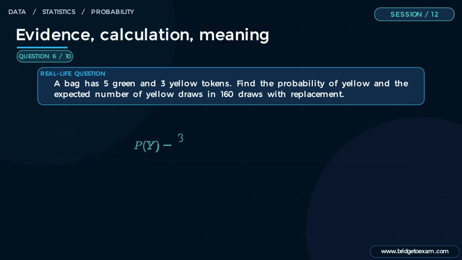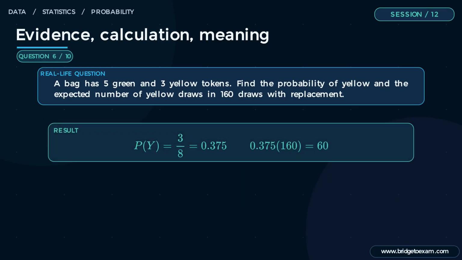Quick check. The expected count is not a guarantee, but 60 divided by 160 returns the theoretical rate 3/8. This matters in real life because expected frequency reasoning supports staffing, inventory, and quality planning.